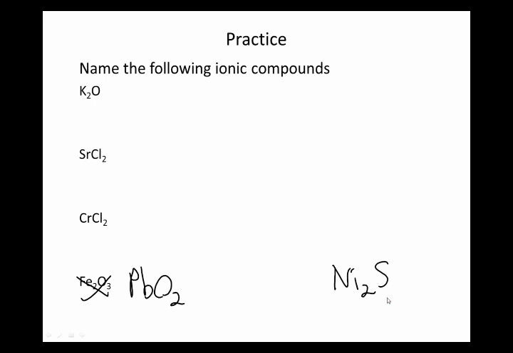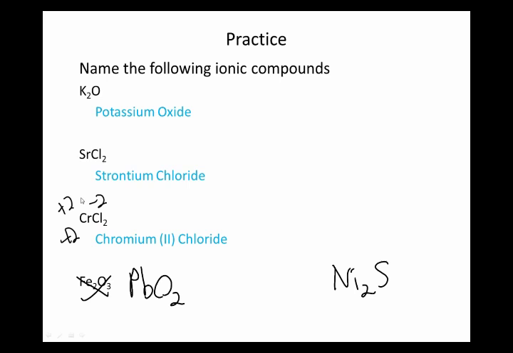Okay, first one, potassium oxide, right? Potassium is a fixed charge metal. We don't have to put a Roman numeral. We're fine. Down here, strontium, fixed charge or variable charge? Hopefully you said fixed charge. Strontium chloride. Chromium is a variable charge metal. I got to figure out what the charge is on it. Chlorine, each chlorine is minus 1. There's 2 chlorides, so there must be plus 2 on the chromiums, plus 2, chromium(II) chloride.